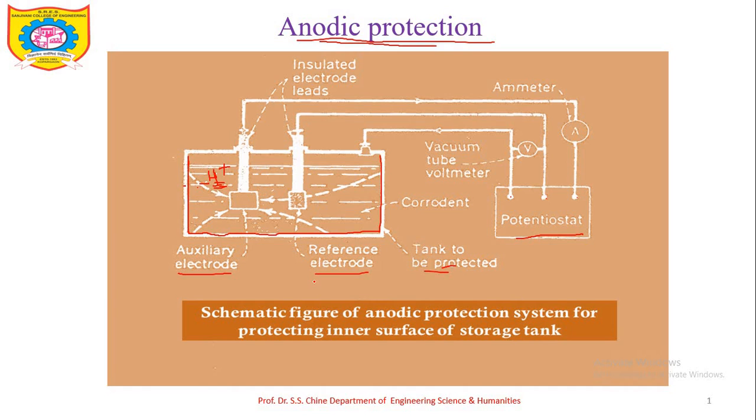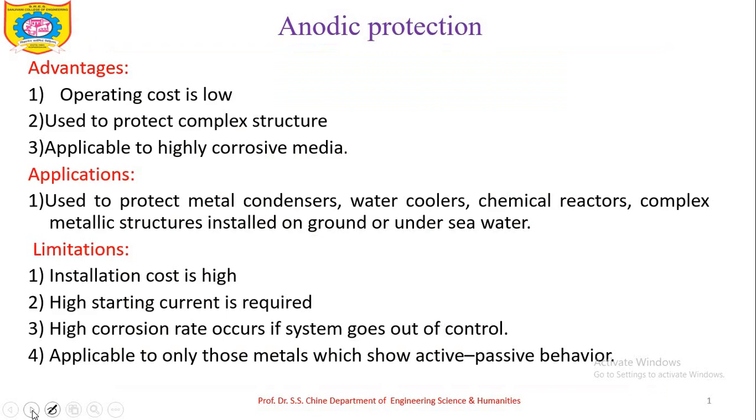So we can control the corrosion by using this anodic protection, but we can't completely eliminate the corrosion. Now the advantages of this anodic protection. So operating cost is low. For operating we need not expend much, but for installation the cost is high. Then second advantage, it is used to protect the complex structures because throwing power is more. Then it is applicable to highly corrosive media.